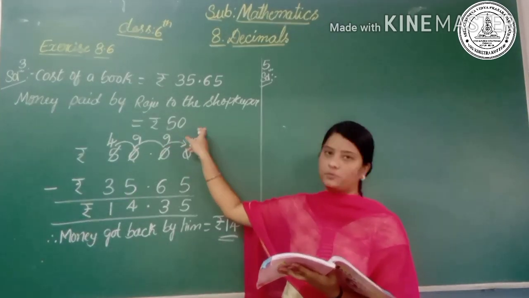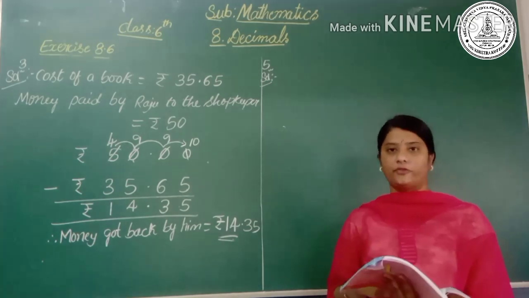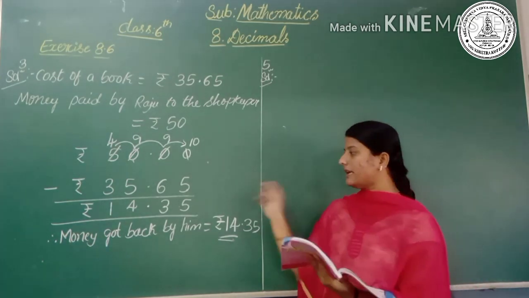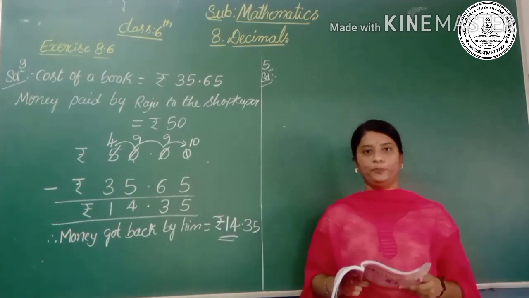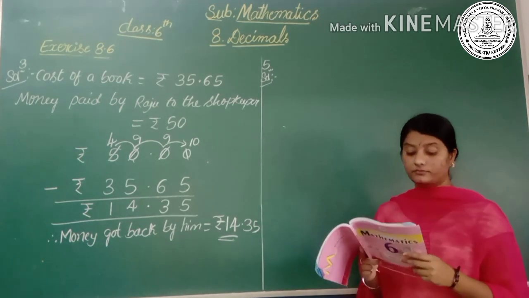So here she had only 18.50. Right? So we have to subtract. So in the same way you have to do the fourth question. Okay? Will you do? Yes. Then I will do the fifth one.